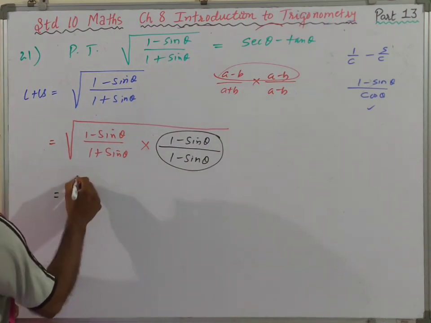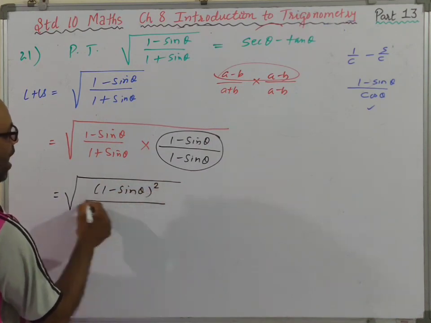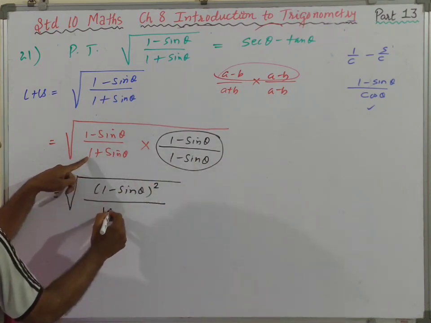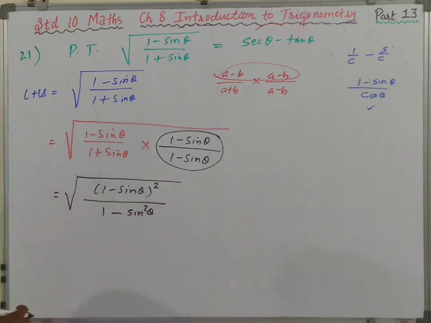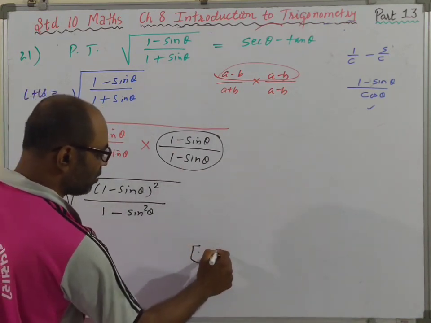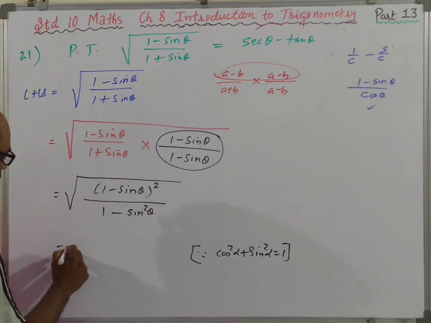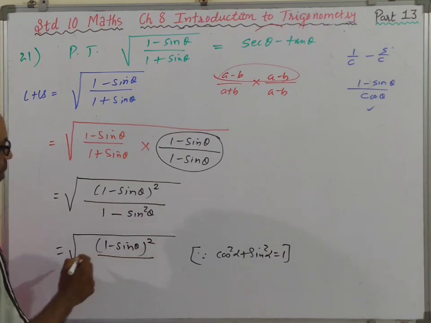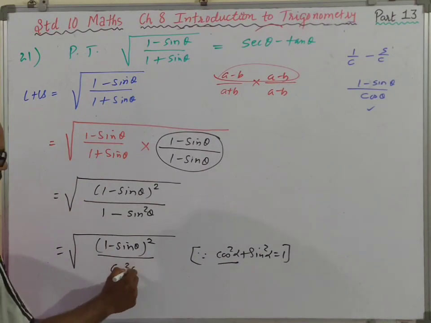Okay, that is equal to square root of 1 minus sine theta whole square upon 1 plus sine, 1 minus sine, 1 square, but I am not writing square, 1 square is 1, minus sine square theta. Children, we can use the identity 1 minus sine square, because cos square alpha plus sine square alpha is equal to 1. I am going to use it here. So my house remains the same, 1 minus sine theta whole square upon 1 minus sine square, which is going to be cos square. So this is cos square theta.